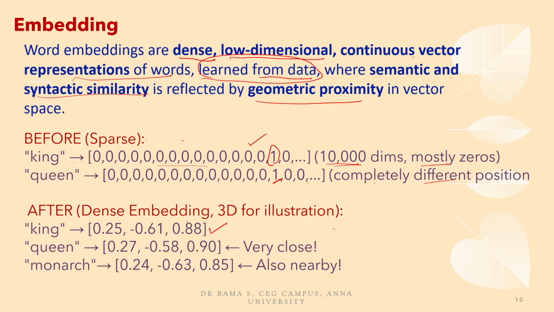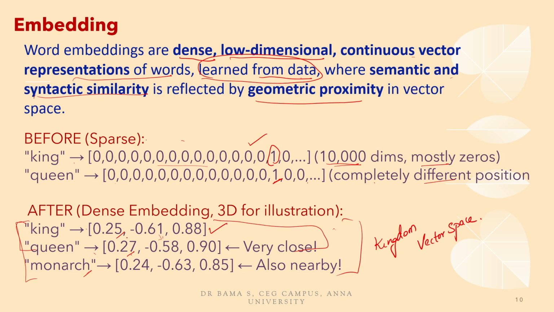And how do we see both? This is close to each other, 0.25 with 0.27, it is very close, and this is of the same direction. If you see minus 0.61 and minus 0.58, it is the same direction, and 0.88 and 0.90 are very close. So using this vector structure, we can say that yes, king is related to queen. And what about monarch? All the 3 are going to be in the kingdom vector space.